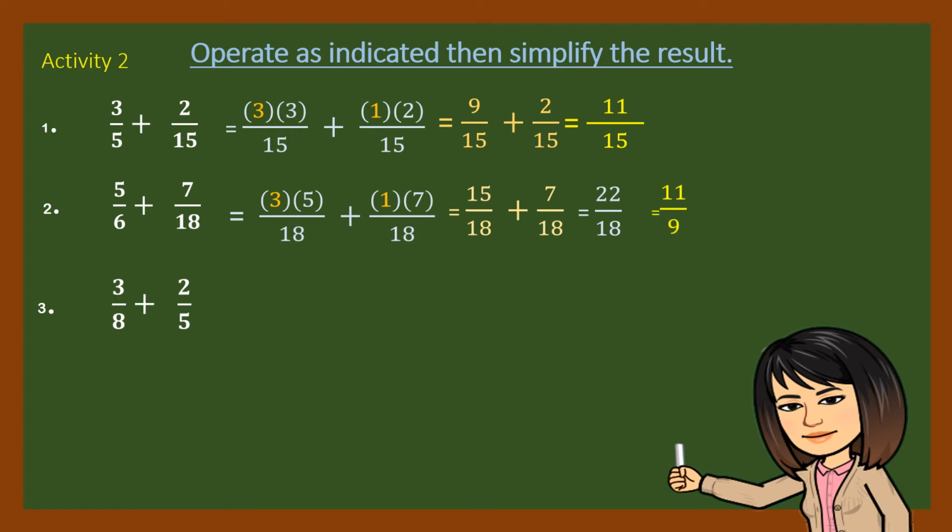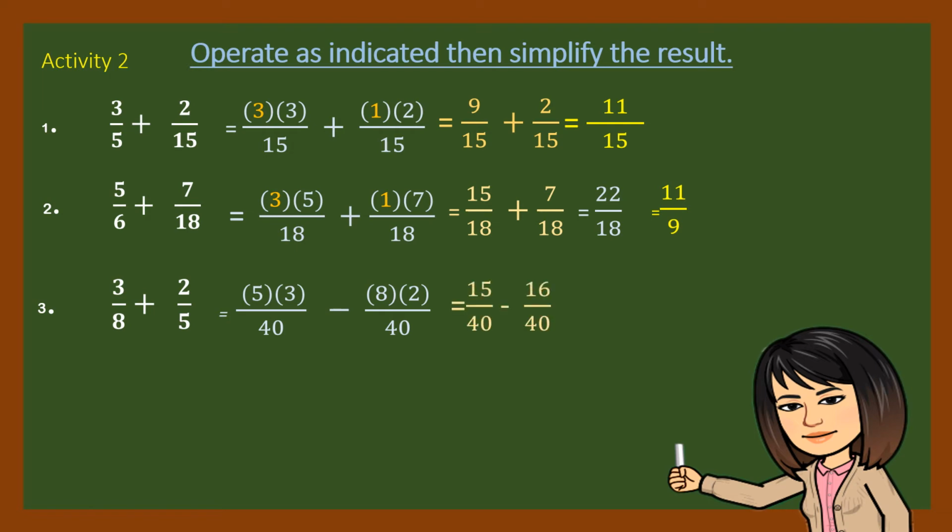Next, for number 3. Dahil walang common sa 8 and 5, imumultiply lang natin yan. Yun na yung LCD. So, meron na silang common denominator. Ang 40 na yan ay LCD ng 8 and 5. Next, divide the LCD by the first denominator. The answer is 5, times the first numerator. Next, the LCD divided by the second denominator times the second numerator. Again, 40 divided by 5 is 8, times 2.